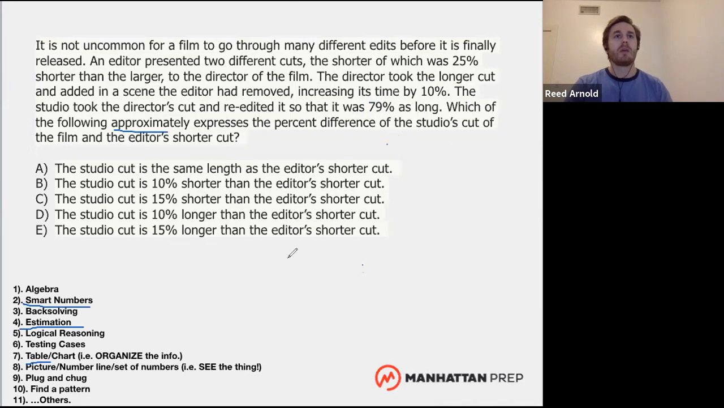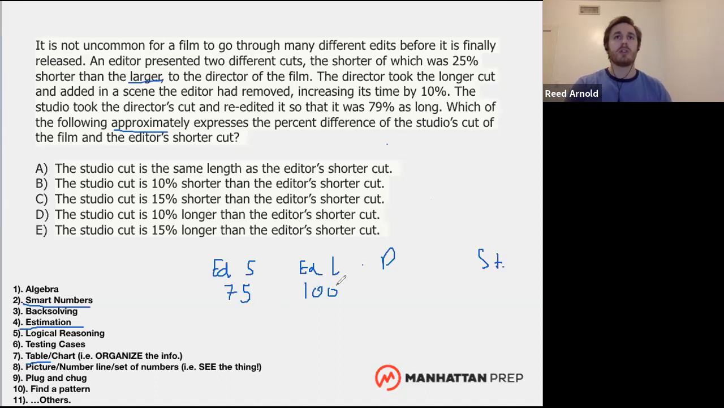Okay. We have here the editor's short version, the editor's long version, the director's cut, and the studio cut. And we have to pick some values for them. We're told that the editor had 2 cuts. The shorter was 25% shorter than the longer, a large amount of time. So let's call the long cut 100 minutes, and the short cut was 25% shorter. So it's 75% as long.